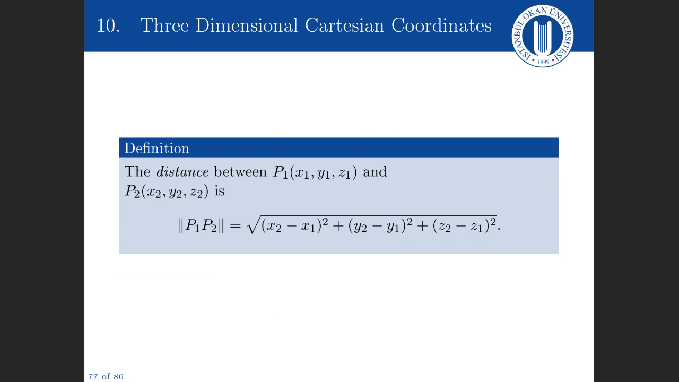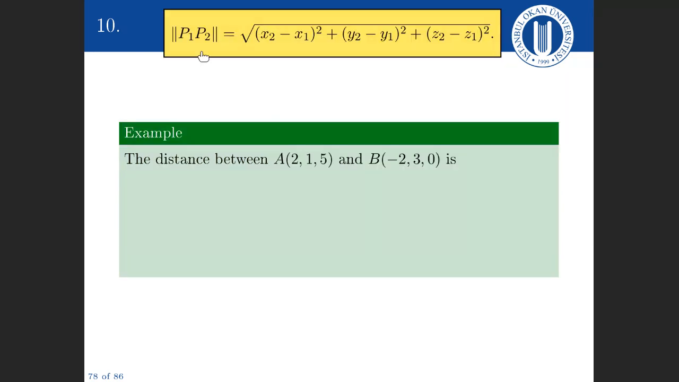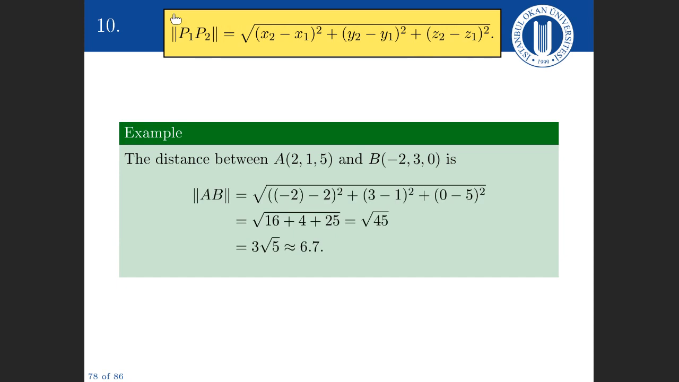Just as in two-dimensional space, we also have a formula for the distance between two points. Same idea as before, we're taking the square root of x2 minus x1 squared plus y2 minus y1 squared, and now we add the extra z terms plus z2 minus z1 squared. I'll write this at the top. We can use this to calculate the distance between the point 2, 1, 5 and the point minus 2, 3, 0. All we're doing is putting these numbers into the formula. I will leave it for you to check. The answer is 3 square root of 5.